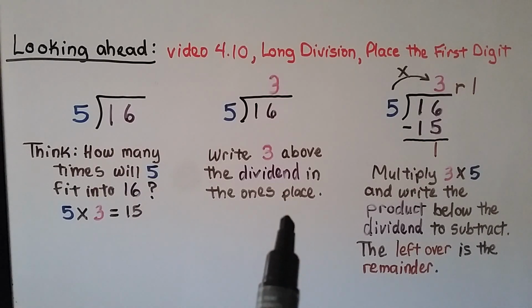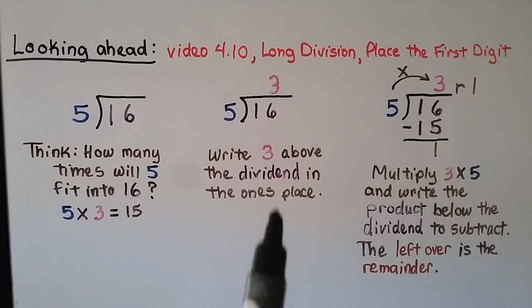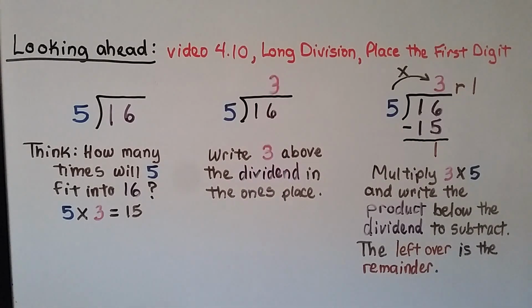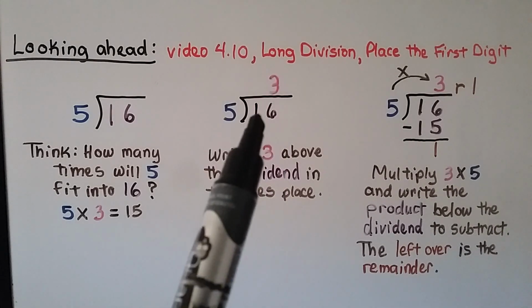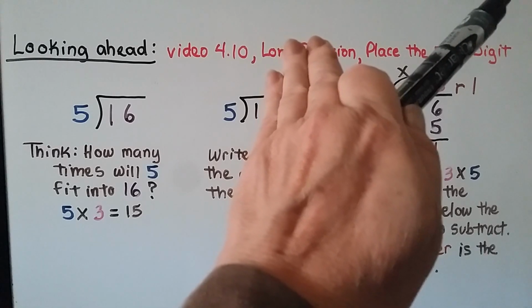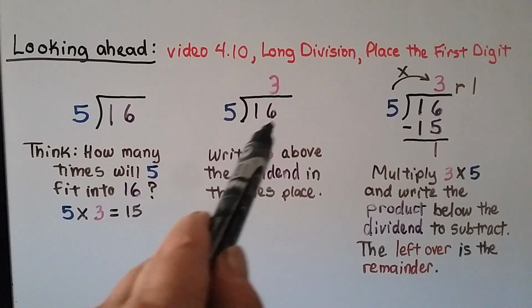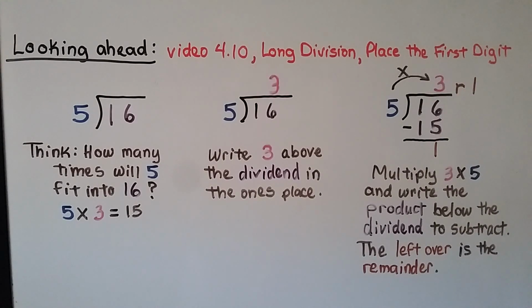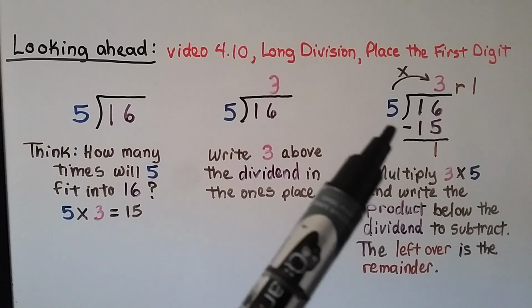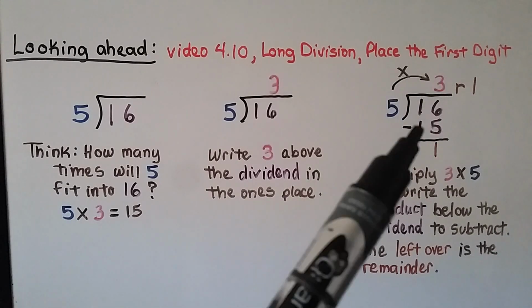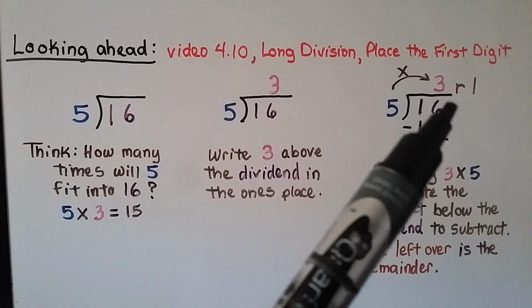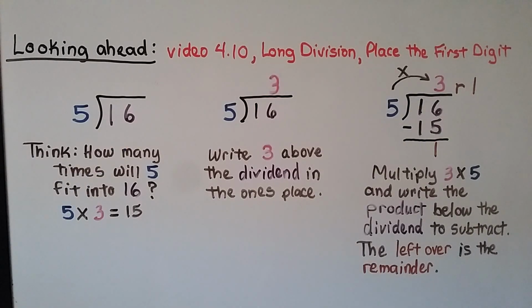And we write the 3 above this dividend, above the 16, but because it's 3 ones, we write it in the ones place. See? We're fitting the 5 into both digits, the 16. We're not fitting it into just the 1, see? It won't go into the 1. We're fitting it into the 16, so we put the 3 there. Then we multiply the 5 times 3, and we write the product below the dividend right here. 5 times 3 is 15, and we subtract. We get 1. That's how we get 3, remainder 1. And we're going to talk about this more in video 4.10.